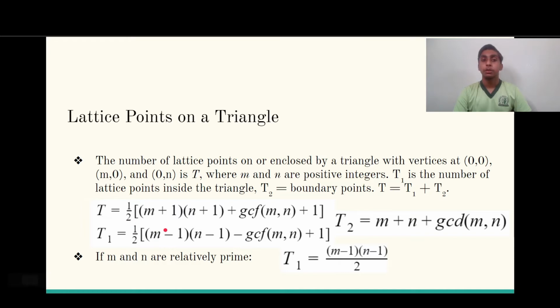Or you could just use this formula to find T. So either way, you can use this to find the number of lattice points on or enclosed by a triangle with these vertices. Now, if m and n are relatively prime, so they don't share any factors, then T1 is equal to (m minus 1)(n minus 1) over 2. So a slight change if they don't share any common factors. But here, again, it's just plugging in your m and n values based on where the vertices are, and then you can find your answer.